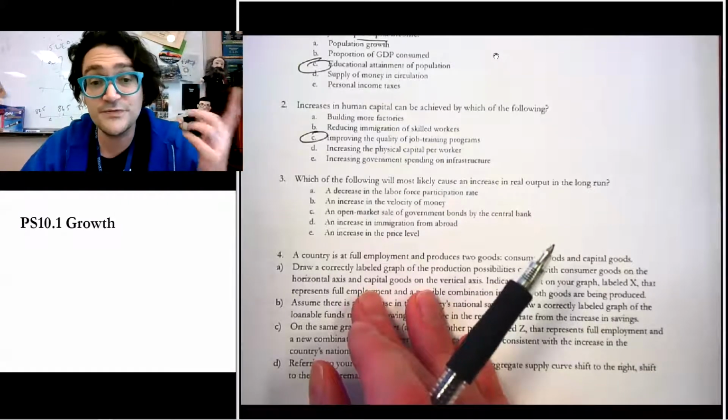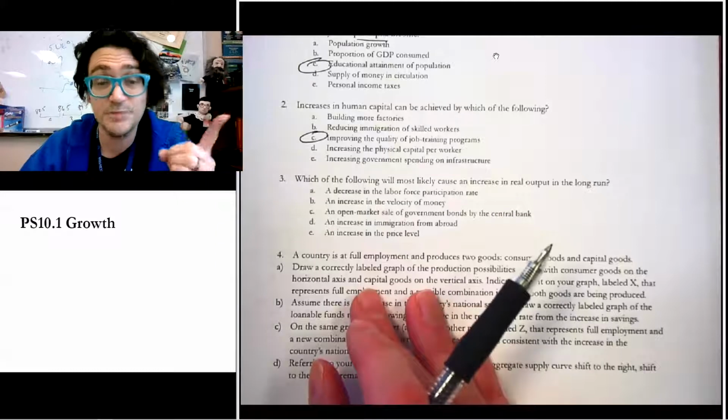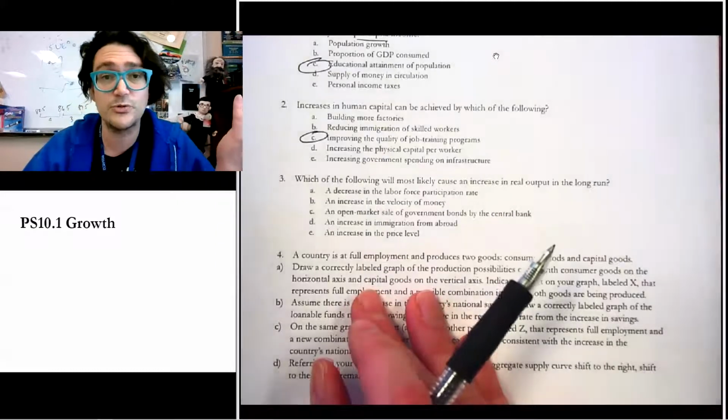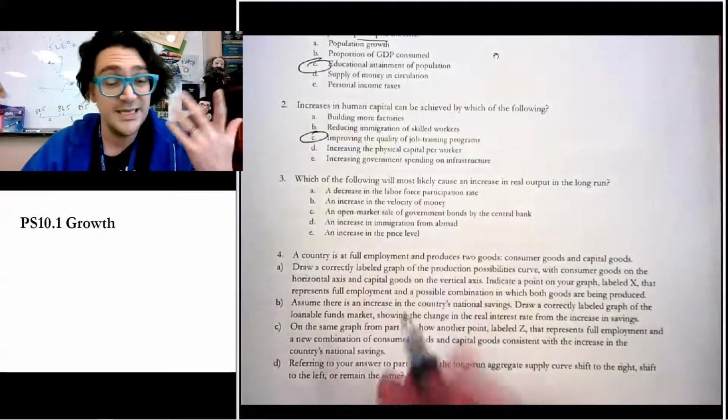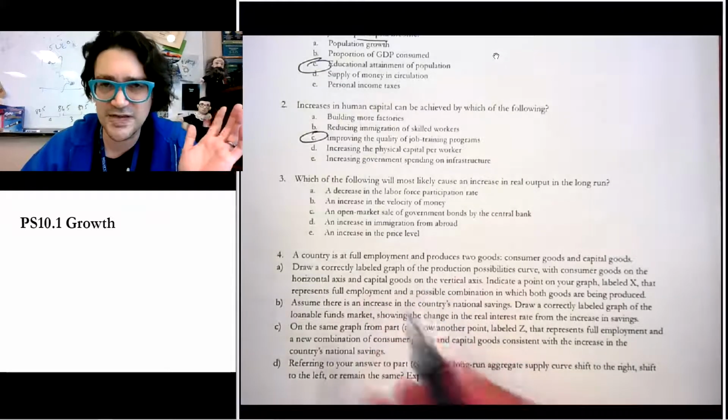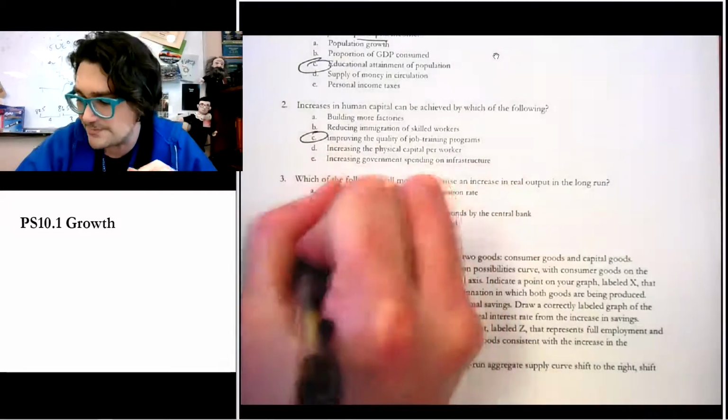Increase in immigration from abroad. That's going to be a big one because that's the availability of your labor resources. So it's going to be D. E is an increase in prices. That doesn't affect output. So it's just D, an increase in immigration. Let's take a look at number 4.